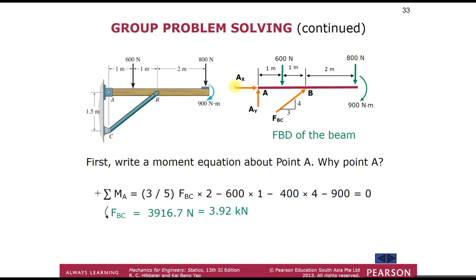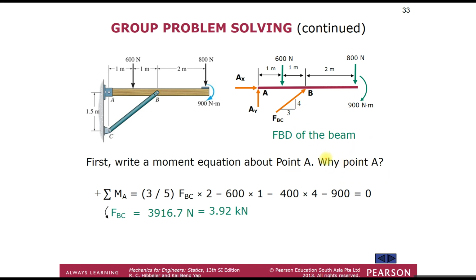And also we have the two reaction forces AX and AY at A, and also we have reaction forces at point B, which is the FBC, the two force member. So we write the moment equation about point A. So why do we write at point A?